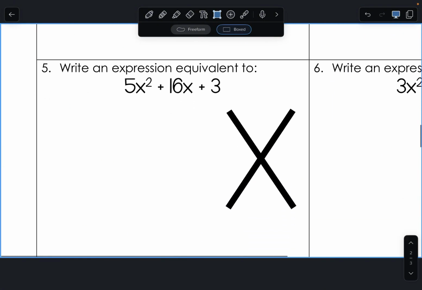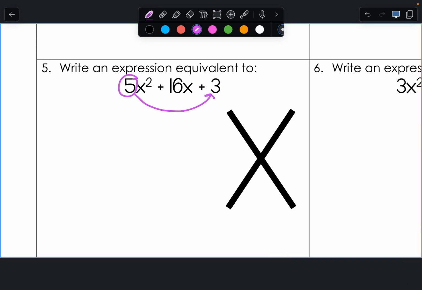Number 5. Here we go. We have a number in front of x squared, so we need a kidnap. Who are we going to kidnap this time? Spencer. 5 times 3 is 15. 15 falls to the top. Last number to the top. Middle number to the bottom. 2 numbers that multiply to get 15 and at the same time add to get 16. 1 times 15. 15 and 1.